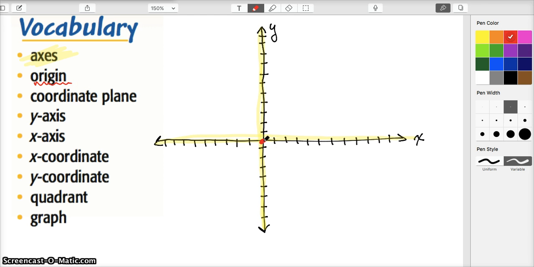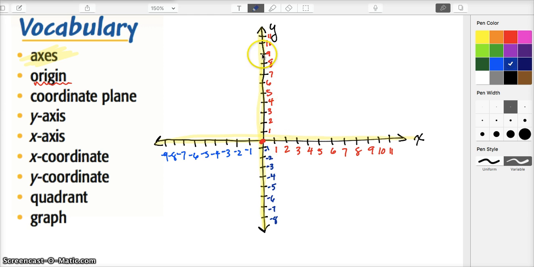The numbers that originate on the x-axis increase to the right and decrease to the left. So we start at 0 and we go all the way up to as far as we want to go, and same thing in the other direction. So notice we've got positive numbers going to the right and negative numbers going to the left. Similarly, on the y-axis, our positive numbers are going up and our negative numbers are going down, again from the origin.